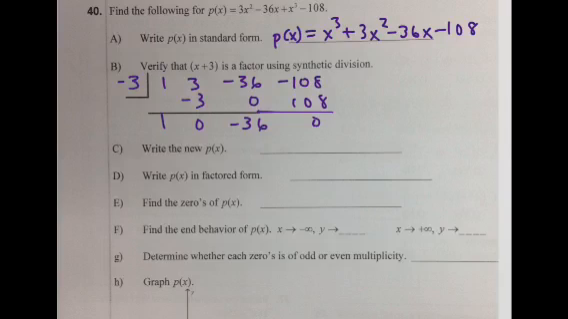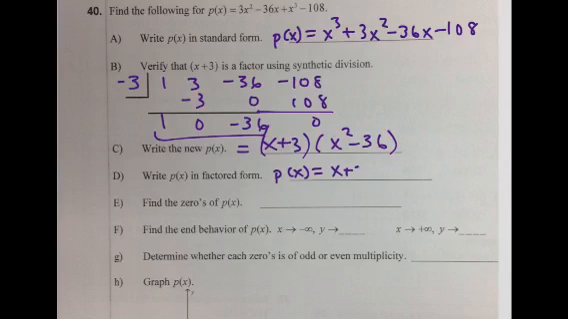It says write the new p of x. I'll just put it equal like that. So it's x plus 3 and x squared minus 36. And where I got that was from here. Okay. Now it says write p of x in factored form. Well, x squared minus 36 is difference of squares. So that means that we're going to have p of x equals x plus 3 and x plus 6 times x minus 6. And there it is.